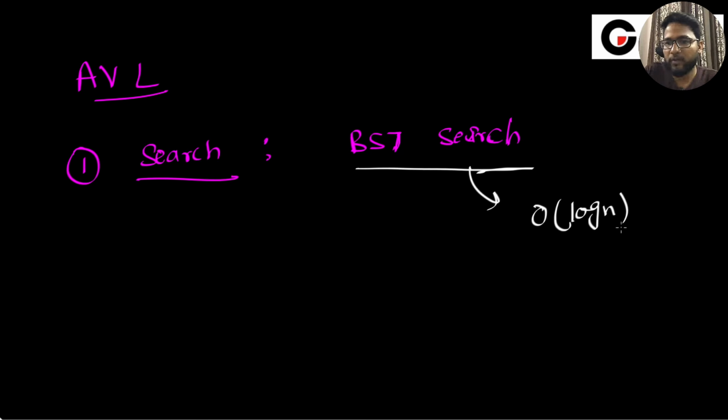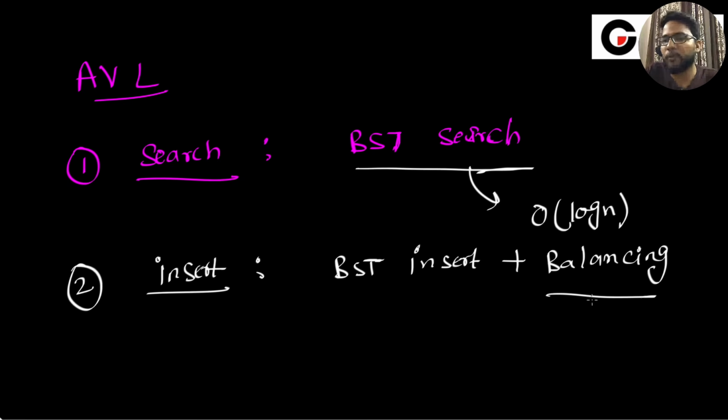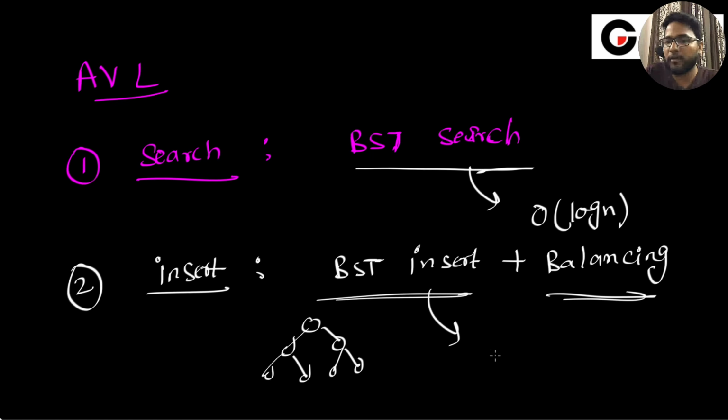Okay. Second thing is how much time it may take for the insert, or how to do insert. So it is same as BST insert plus balancing. Since I know that balancing is just going to take the order of 1, because I have shown you in the course that it is just a pointer manipulation. So for BST insert, it may take order of height, and height in the case of the AVL tree is always log n. So here also order of log n, right?